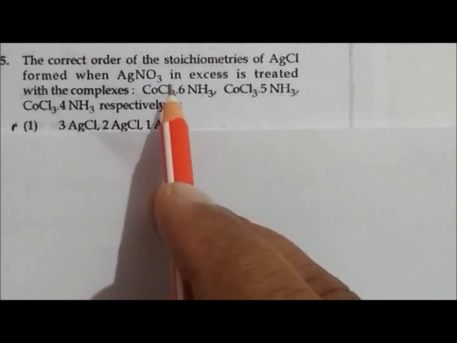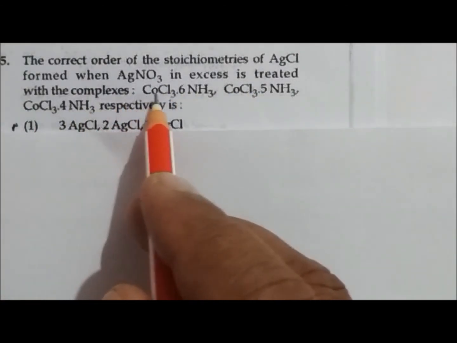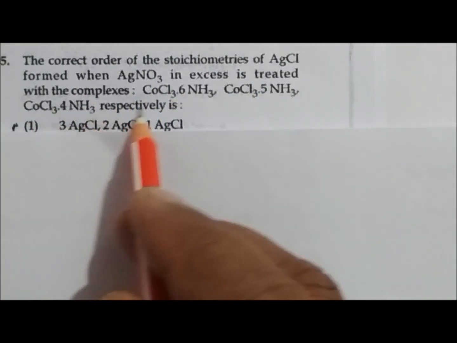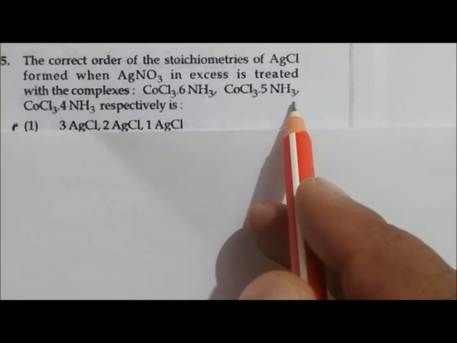The correct order of stoichiometry of AgCl formed when silver nitrate is in excess and treated with the complex CoCl3, 6 is given here.